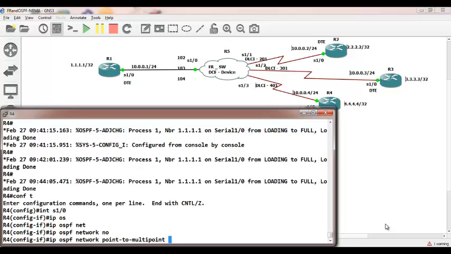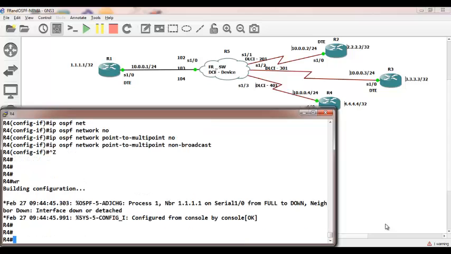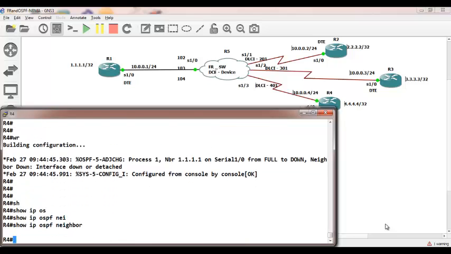Now the neighbors are all gone down. Show IP OSPF neighbor: no neighbors. So we have to configure the neighbor manually. I'm going to use the notepad to configure it.